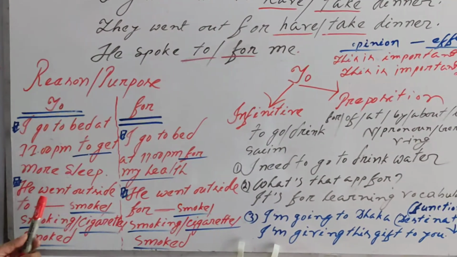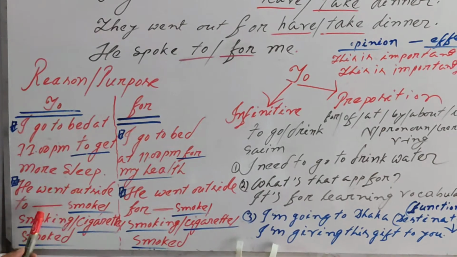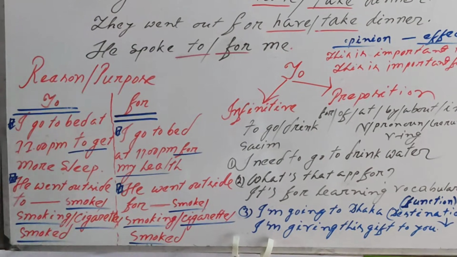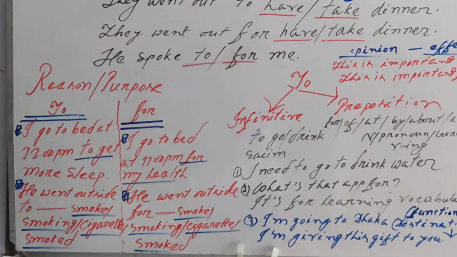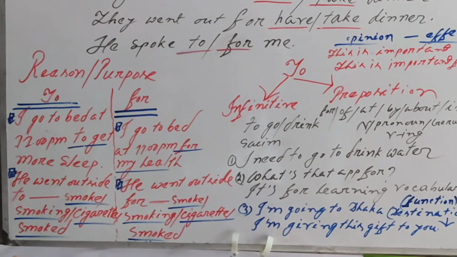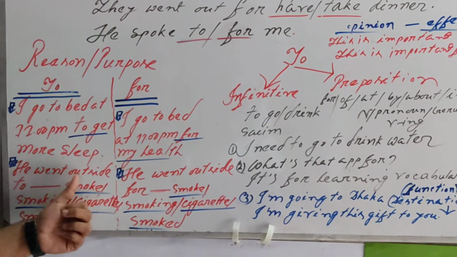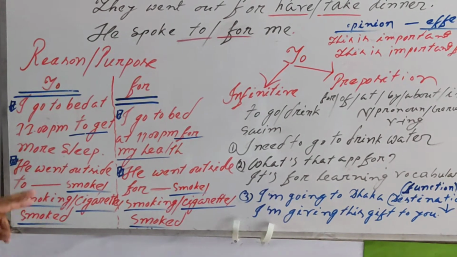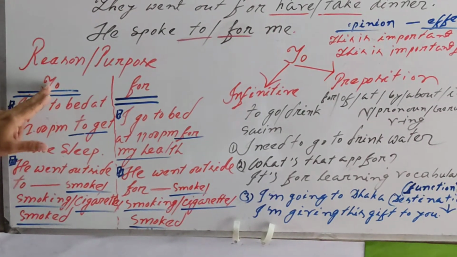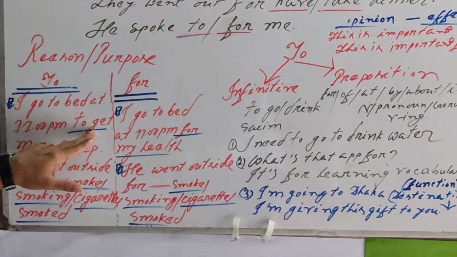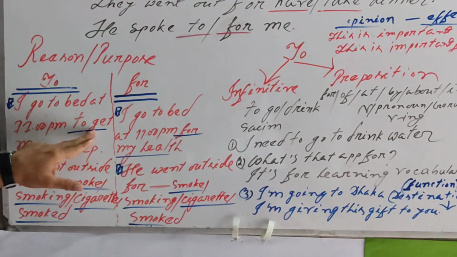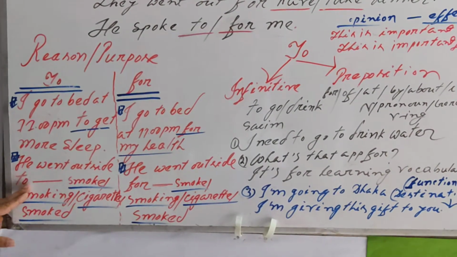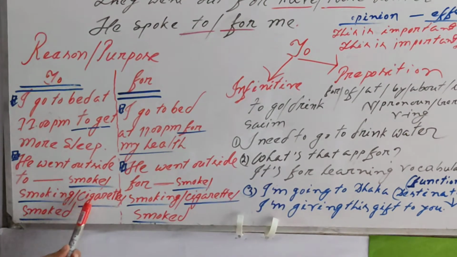That's correct. The next one: he went outside to smoke, smoking, cigarette, or smoked. Which one is right? Because if I would like to use the preposition to, of course I need to use the simple present form, I mean base form. It indicates base form or present form. So he went outside to smoke, smoking, cigarette, or smoked.